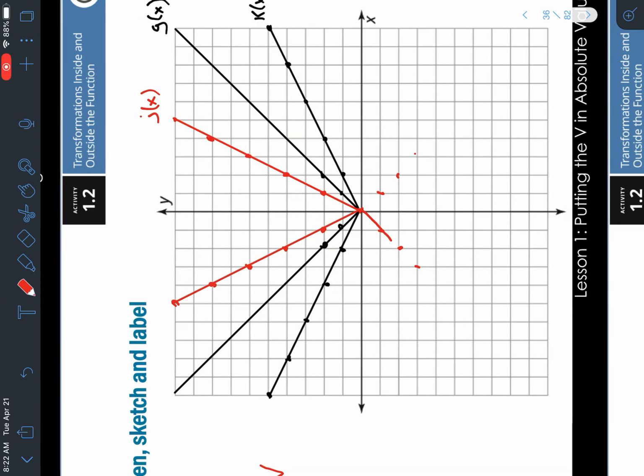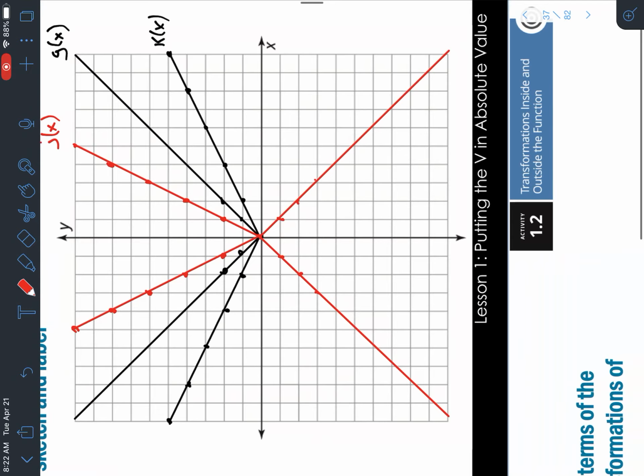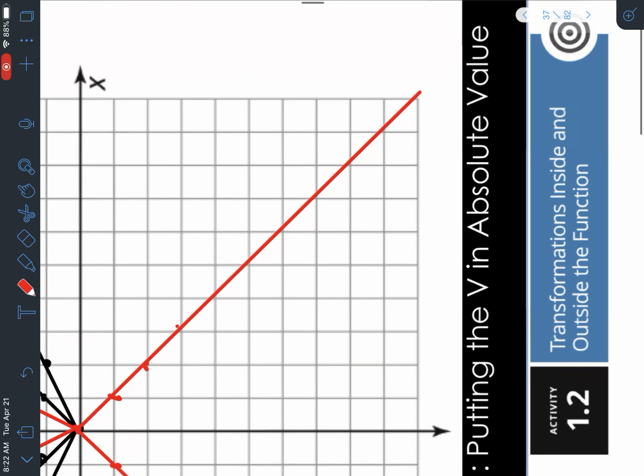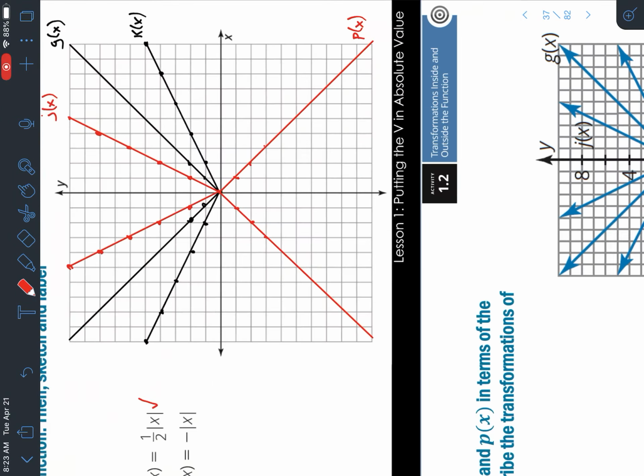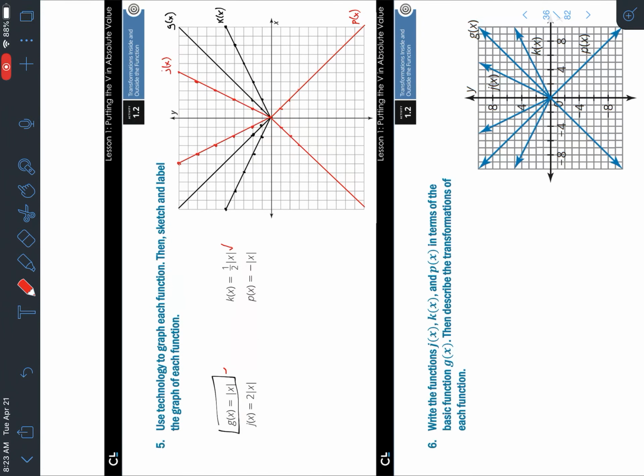So now we graph this on here. Just do the best you can. It doesn't have to be dead perfect like my last one. I just kind of messed up a little bit. And then we're going to label this as our p of x. So right there, we just graphed these functions. Okay? So we drew them down. Hopefully that makes some sense on how we type them in the calculator.